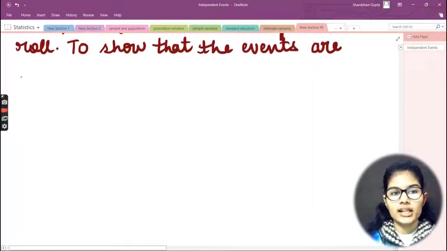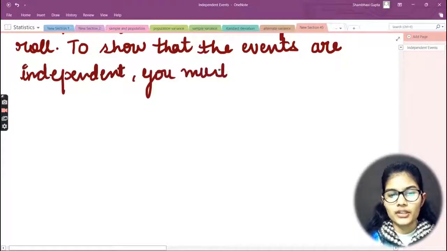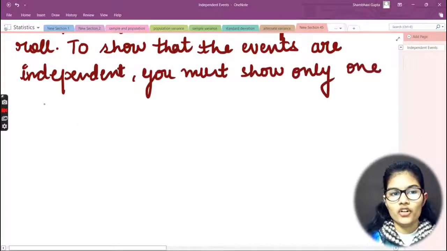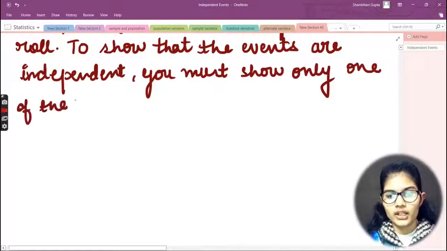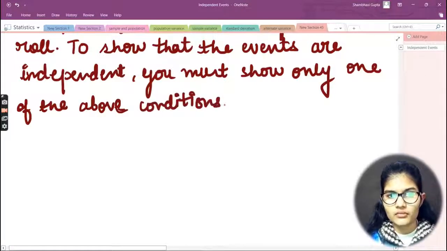To show that the events are independent, you must show only one of the above conditions. So to show that the events are independent, you must show only one of the above conditions.